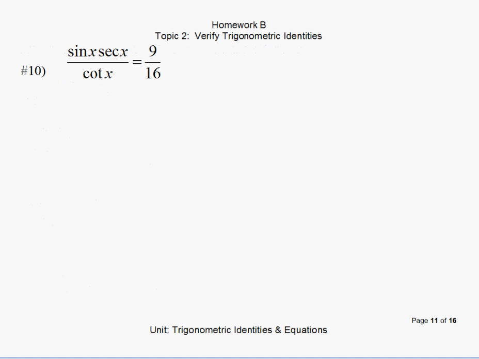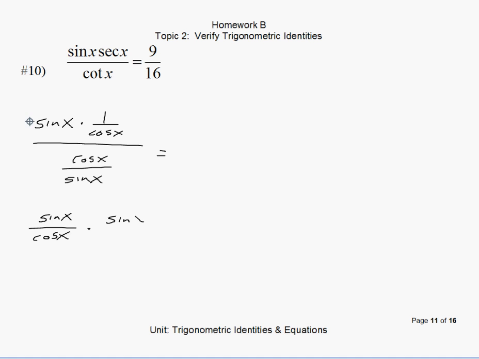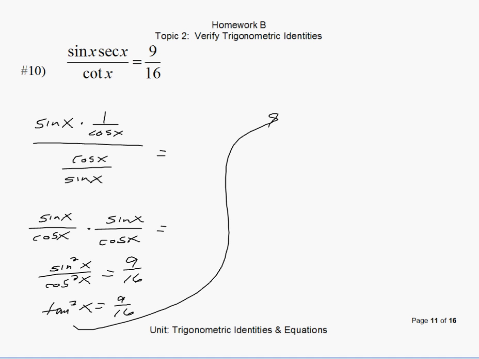Same directions for number 10. I'm going to change secant and cotangent to terms of sine and cosine. Gives me sine of x over cosine of x. Instead of dividing by cosine over sine, I'm going to multiply its reciprocal, sine over cosine. Gives me sine squared over cosine squared, which is tangent squared. Square root both sides, you get tangent is plus or minus 3/4. When you square root a fraction, you square root the top and the bottom.